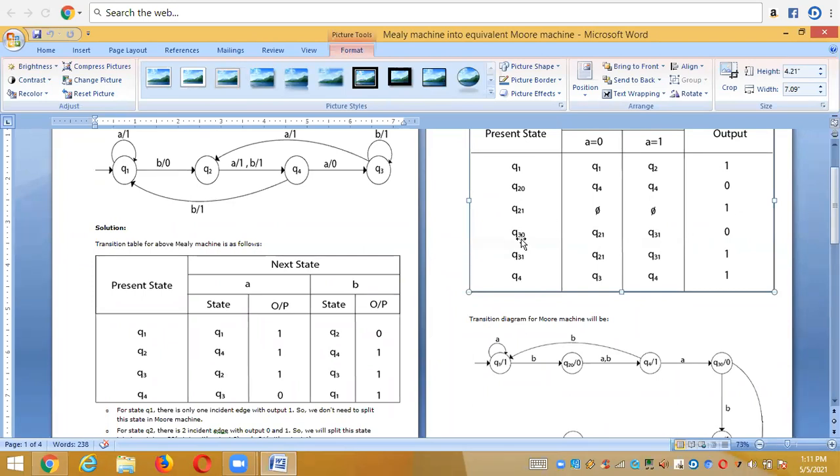For the output 0, you split the Q3 as Q30. For the output 1, you split the Q3 as Q31. So wherever you are having Q30, you need to put an output 0. And wherever you're having Q31, you need to put an output 1, final output, right? So same as for the Q20, you need to put 0. Q21, you need to put 1, like that.